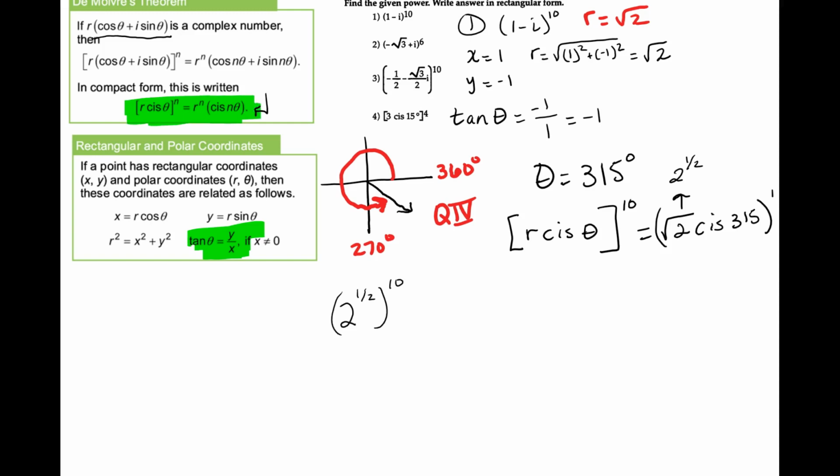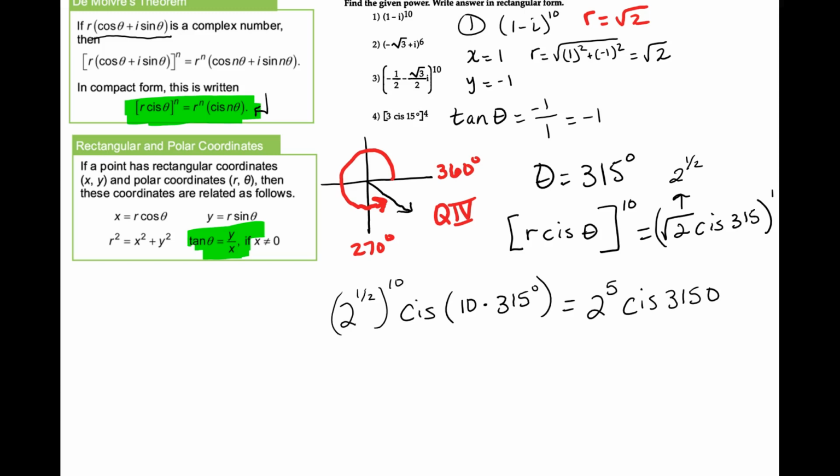Okay, so that to the 10th power, and then cis, the cosine plus imaginary sine, of 10 times 315 degrees. Okay, so it looks like that. We end up with 2 to the 5th power, cis of 3150, if you do that on your calculator, unless you can do it in your head. All right, so that's not terribly difficult.